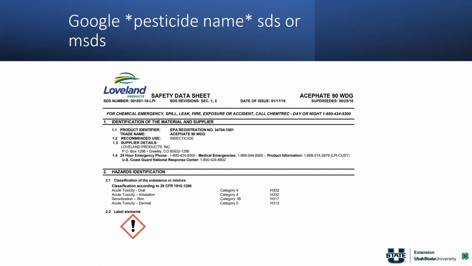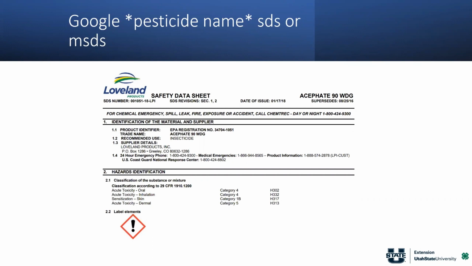They might need to keep this in the stack with the paperwork for the checks and things like that. But if you Google pesticide name and SDS, you'll get something like this. So this is for acephate, 90% WDG. This is the type of formulation, and it was made by Loveland Products, and they have this data sheet. And this data sheet is usually 3-4 pages long.